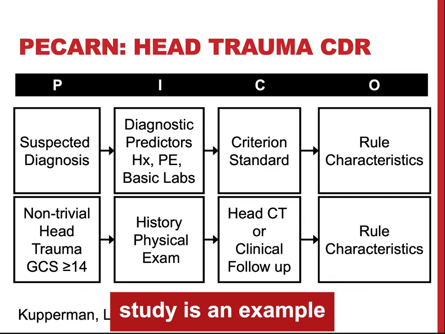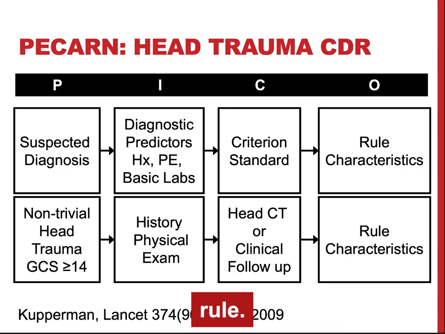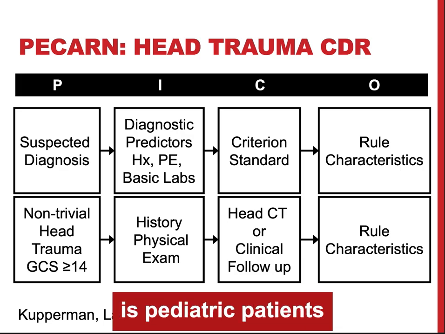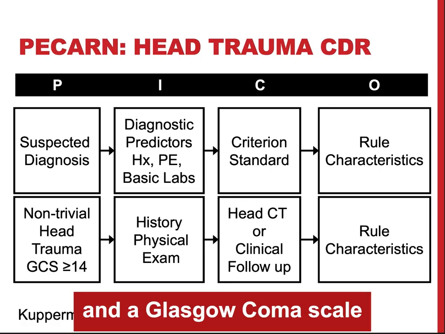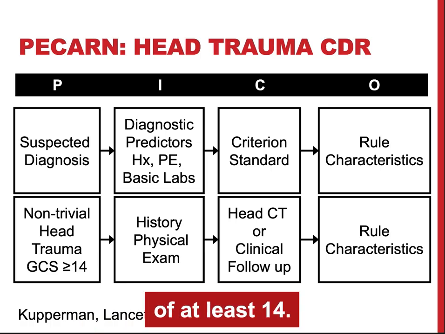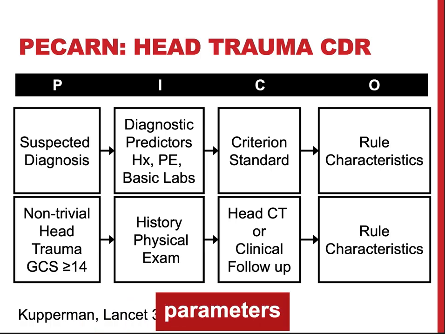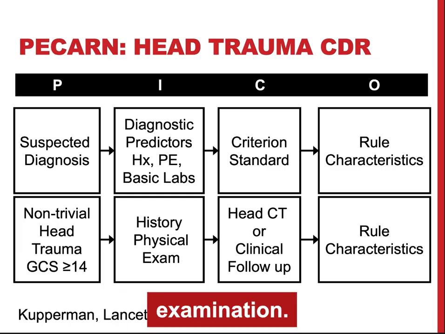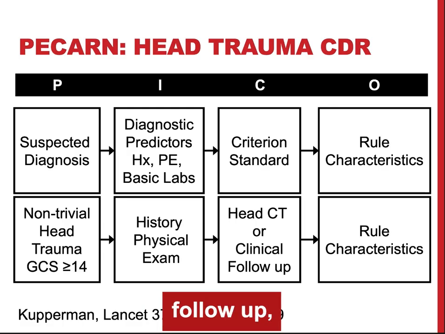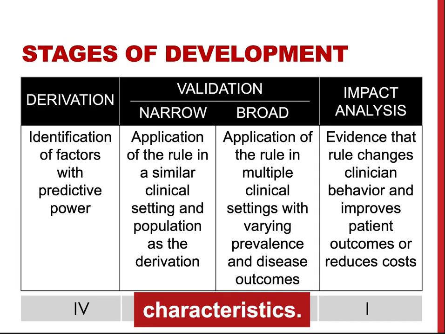The PECARN head trauma study is an example of a clinical decision rule. The population is pediatric patients less than 18 years old with non-trivial blunt head trauma and a Glasgow Coma Scale of at least 14. The intervention is the rule parameters, which consist of elements of the mechanism of injury, history, and physical examination. The control was a head CT or clinical follow-up, and the outcome is the rule characteristics.